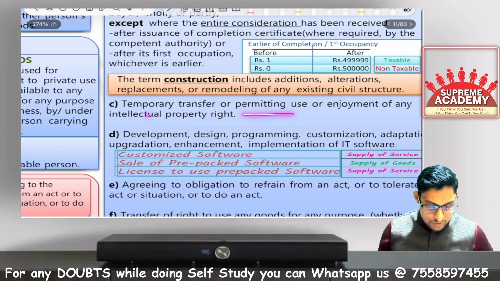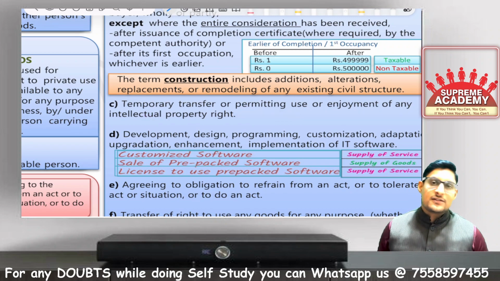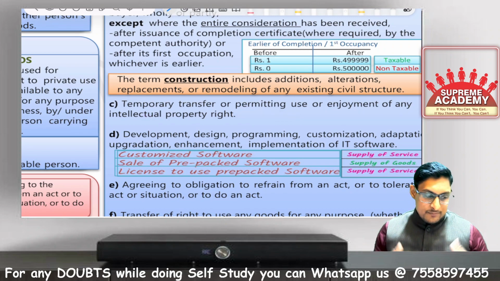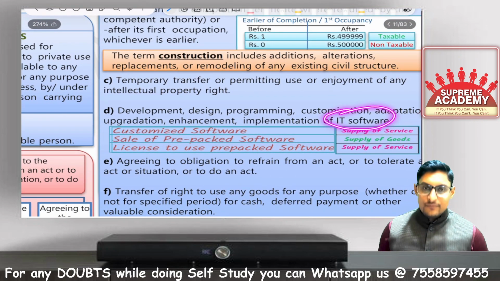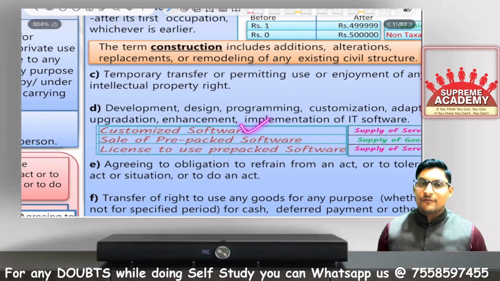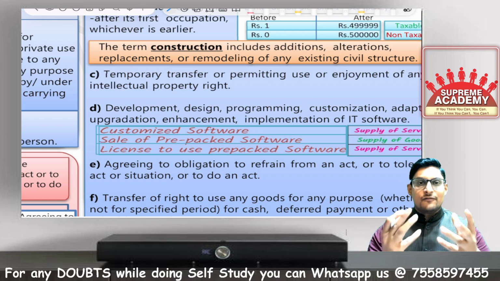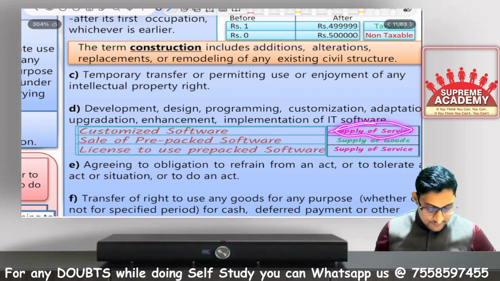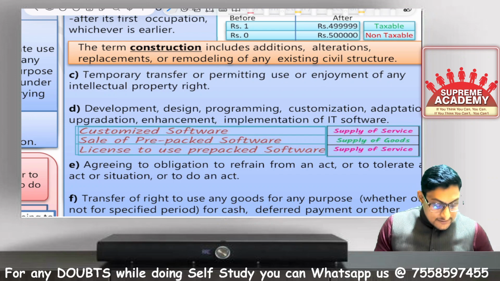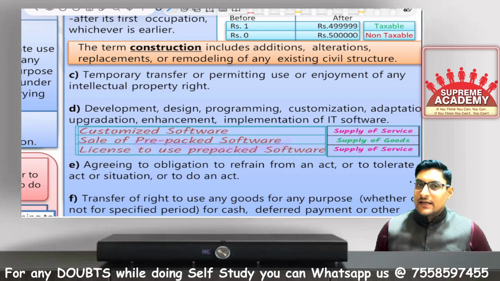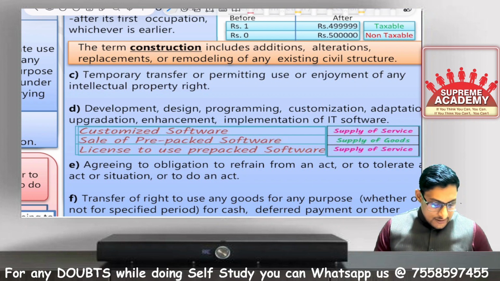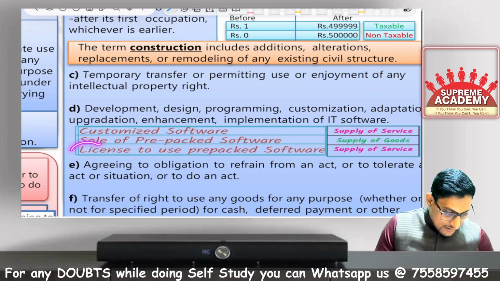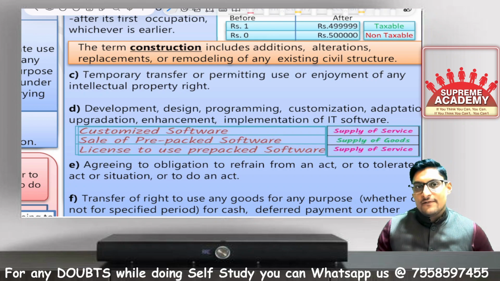Now, temporary transfer permitting the use or enjoyment of intellectual property rights, say, for example, copyrights, patents, trademarks, you are permitted for the use, then it will be a supply of service. In case of IT software, say you are having customized software, you are telling the IT company that such type of software you have to personally make for me. Customized software will be a supply of service. But if you are purchasing a pre-packed software, then it will be a supply of goods. If that pre-packed software has a license to use, then it will be a supply of service.